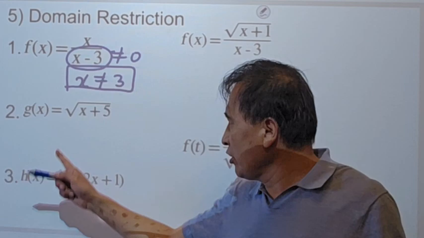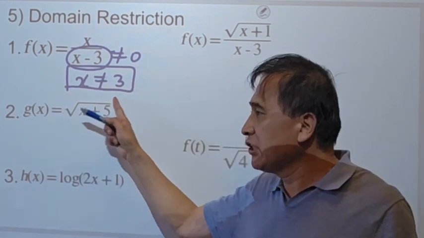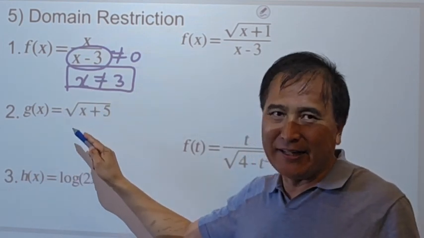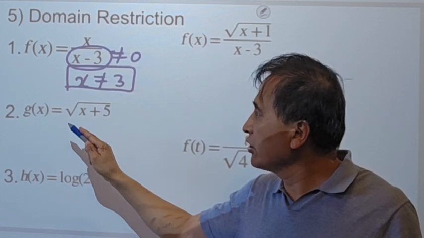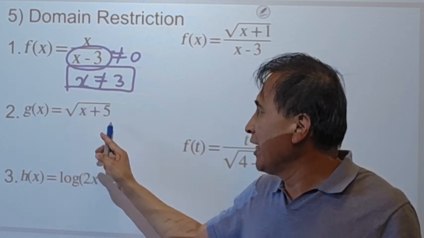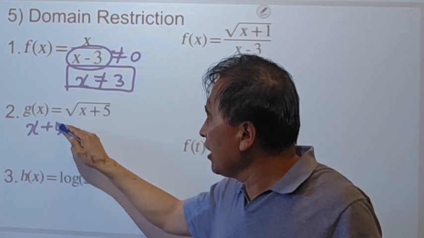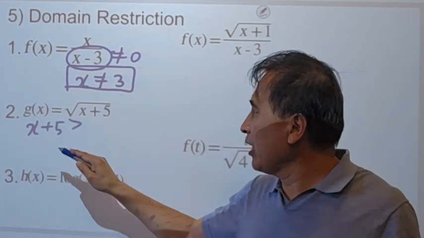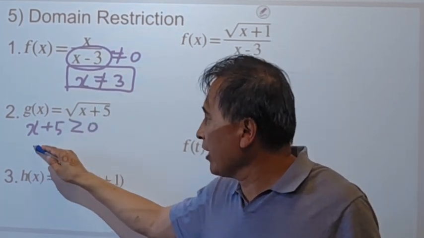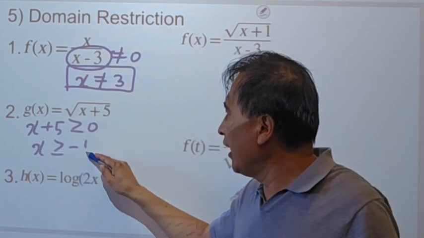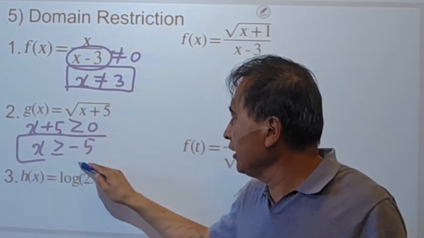And also, when you see a square root function, the inside of the square root cannot be negative, right? That would be an imaginary number. So in order to be a function, the inside of the square root cannot be negative. In this case, x plus 5 cannot be negative, that means bigger than or equal to 0. So x should be bigger than or equal to negative 5. Okay, that's the answer for this one.